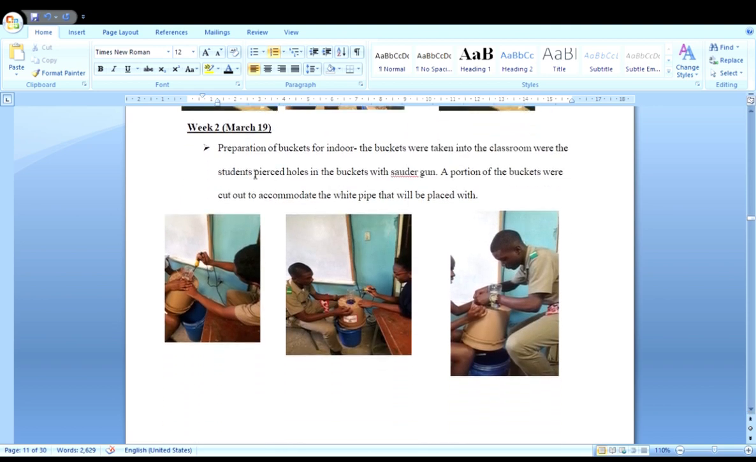2 activities here. So week 2, preparation of bucket for indoor. The buckets were taken into the classroom where the students pierced holes in the bucket with a solder gun. A portion of the buckets were cut out to accommodate the wide pipe that will be placed in it. Here you should back that up with your pictures as well. This is evidence that you're actually doing the investigation. The assessor will look at the picture to make sure that the students are on the SBA. So it's very important. You should have 5 or more of those to attract your full marks.